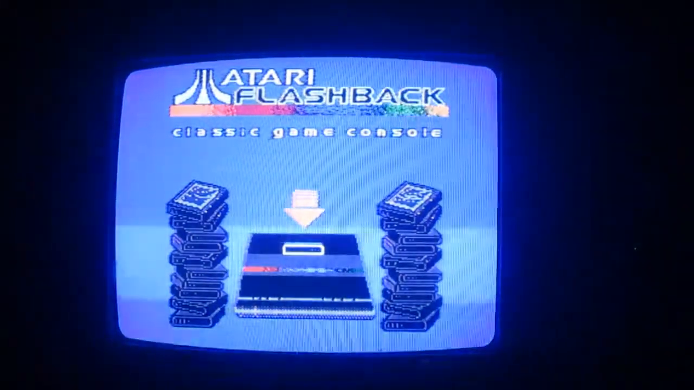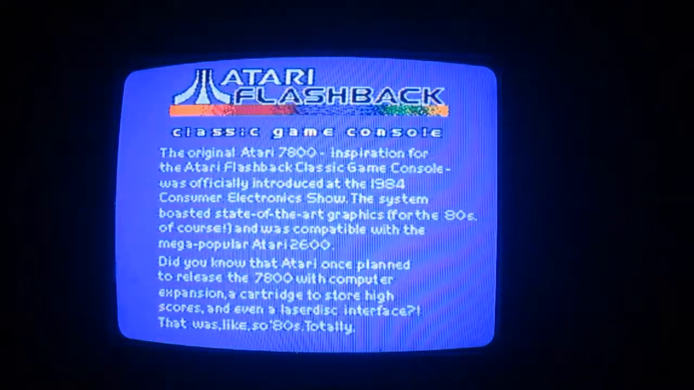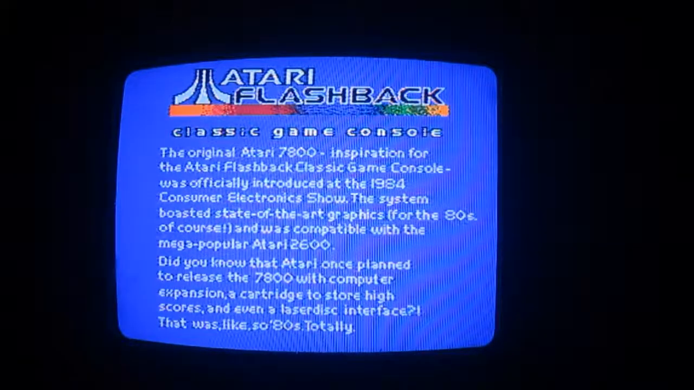And then you beat it, and then the screen goes off. And that's Yars' Revenge for that. Plus, they give you a little something extra, like this little thing describing the 7800.